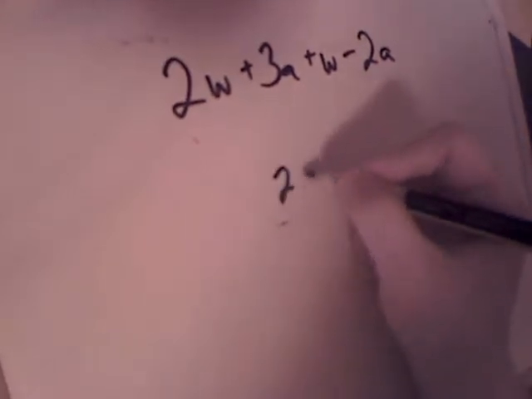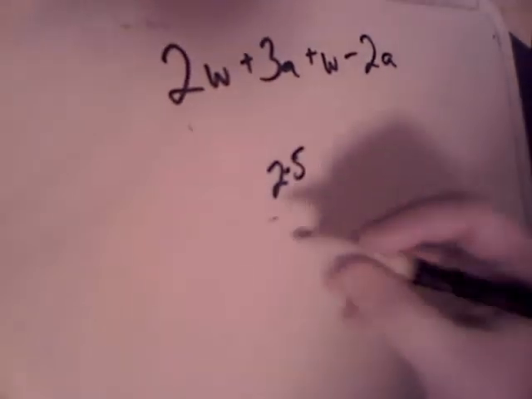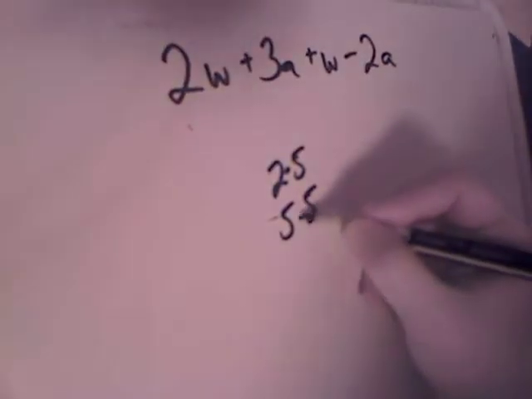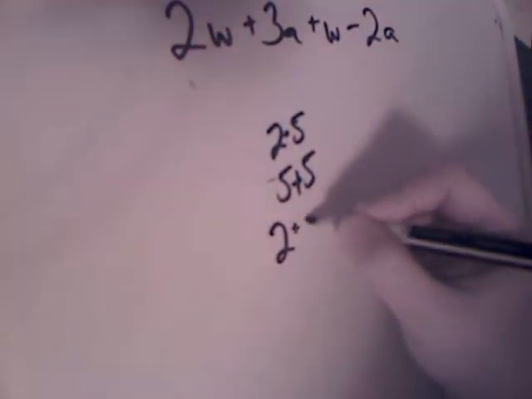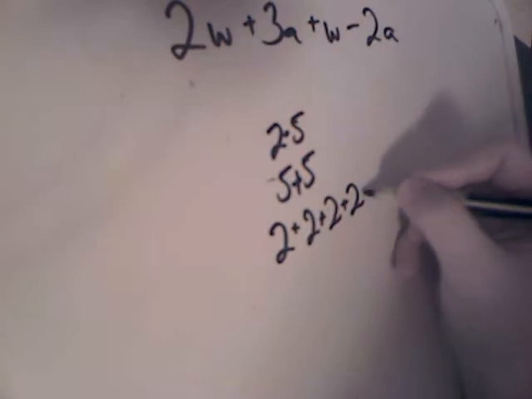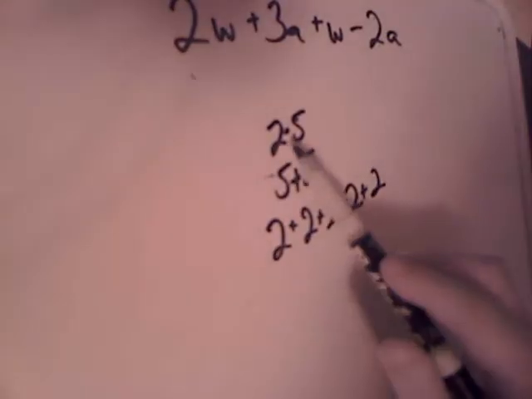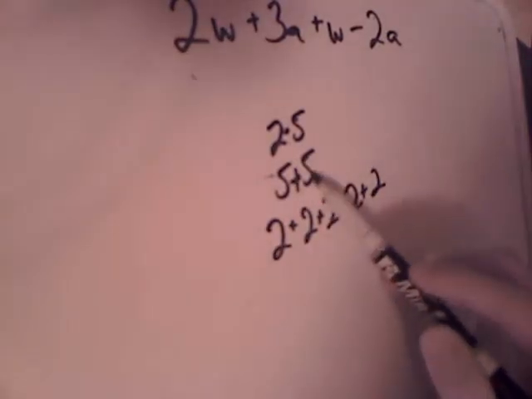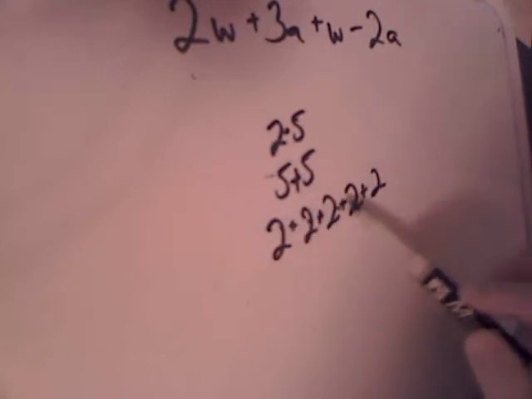This video is going to talk about how to simplify expressions. So if I have 2w plus 3a plus w minus 2a, what exactly does that mean? Well, that means 2w. If I had 2 times 5, that would mean 5 plus 5, or 2 plus 2 plus 2 plus 2 plus 2, because either there's 2 5s or there are 5 2s.